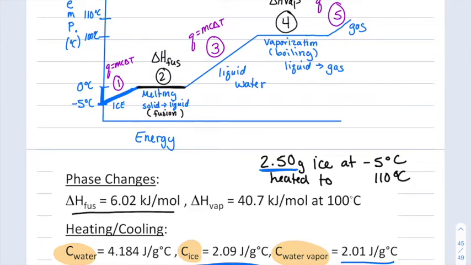And I see your question, Michael, and yes, you are correct. So the change in temperature for number 3 is 100 because you're going from 0 to 100. Yes.